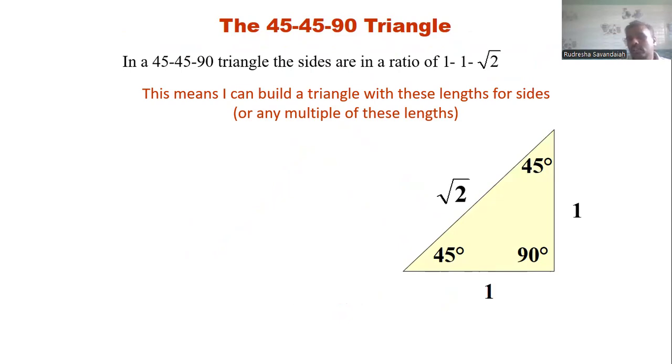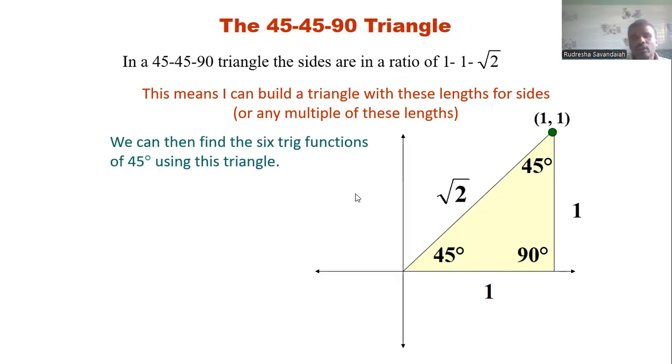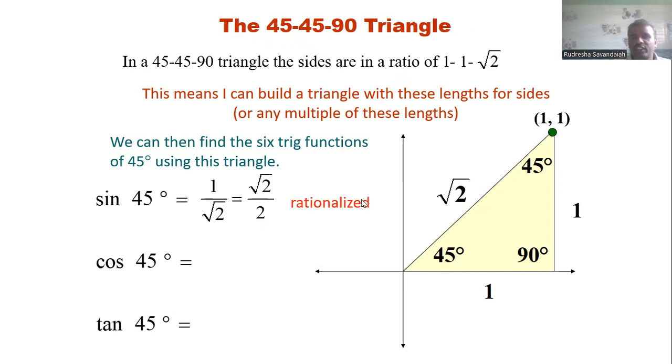Any multiple of those lengths works. This is the 1. This is root 2. We can then find the six trigonometric functions of 45 degrees using the triangle. Sine 45 degrees, cos 45 degrees, tan 45 degrees: 1 by root 2, which is root 2 by 2 rationalized, 1 by root 2, root 2 by 2, 1.